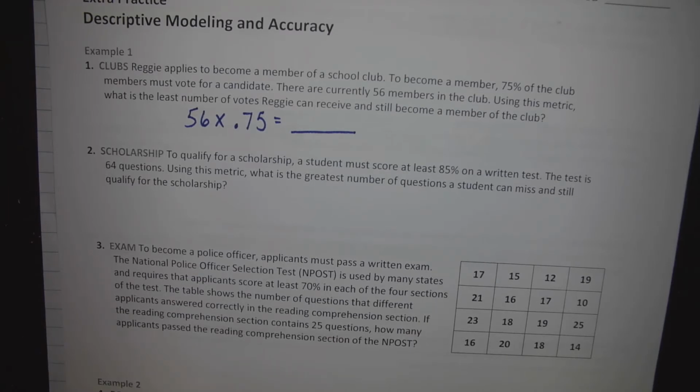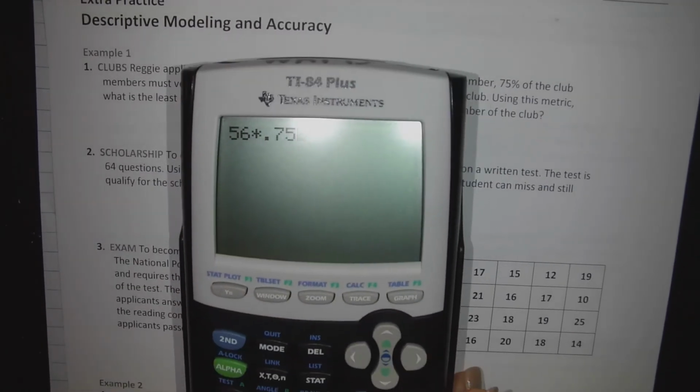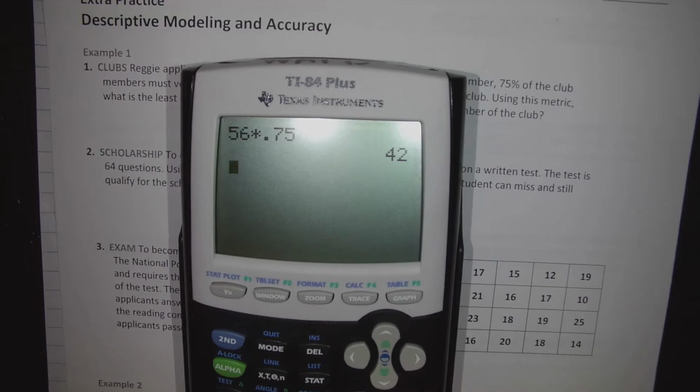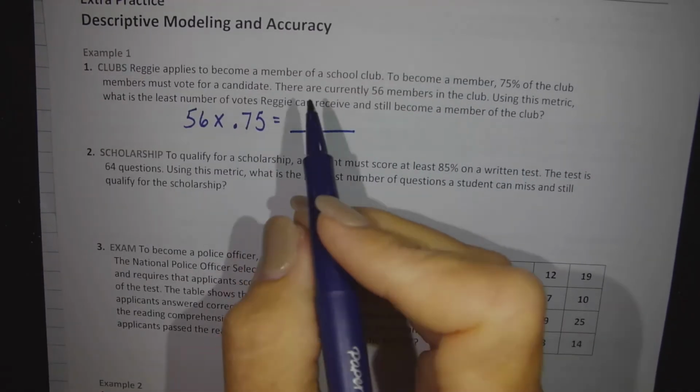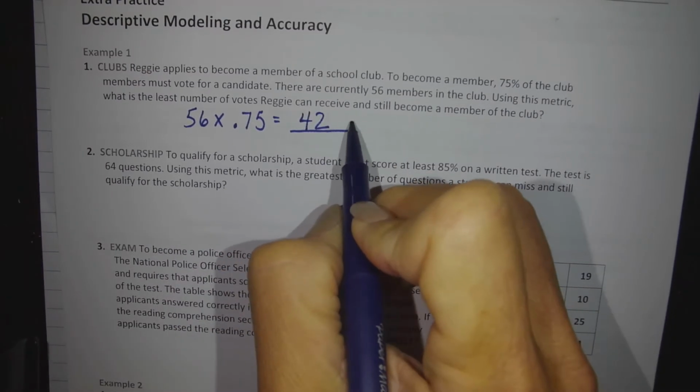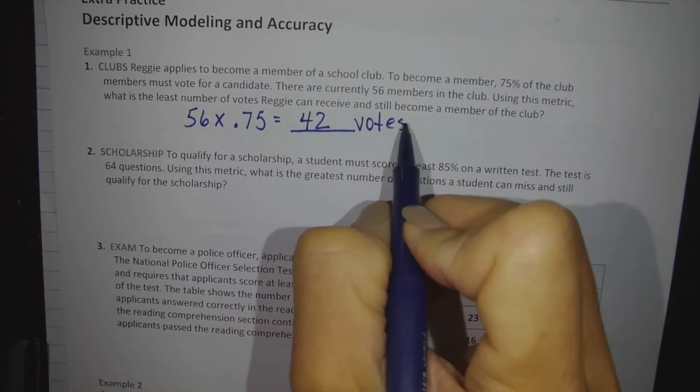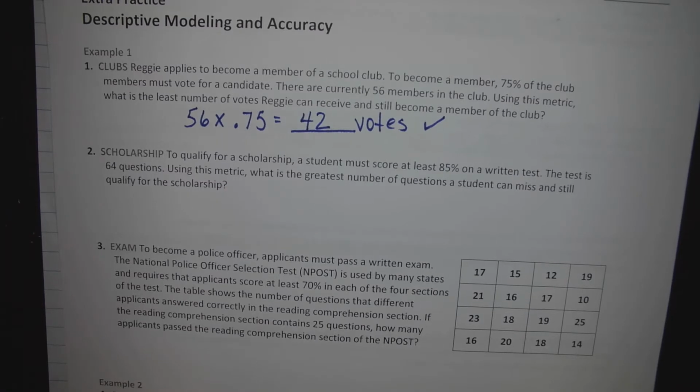And I believe you get exactly what? Does anybody have the calculator out? So 56 members times 0.75 is 42. Yep, here it is right there. And you get 42 exactly. Could they get 43? Yeah, so what is the minimum? It's just saying do the math. 42 votes. Check, done.